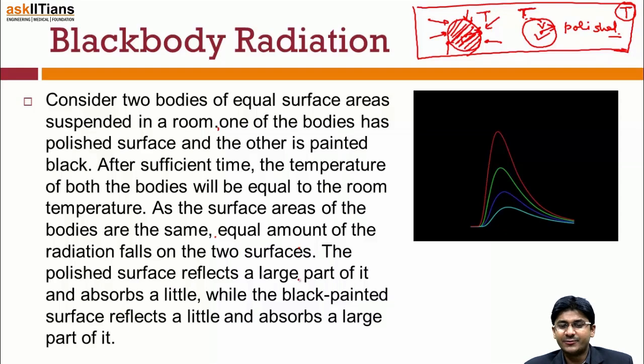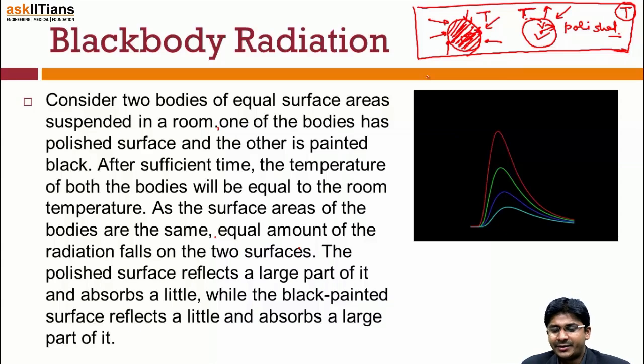Now, the polished surface reflects a large part of it and absorbs a little. Since this is polished, what will happen when the radiation falls on it? It reflects most of it and absorbs only a very small part of it. Now, this is a black surface, this will absorb most of it and then it will radiate. While the black painted surface will reflect a little and absorb a large part of it. So, this is what is happening. This is due to the virtue of its surface.